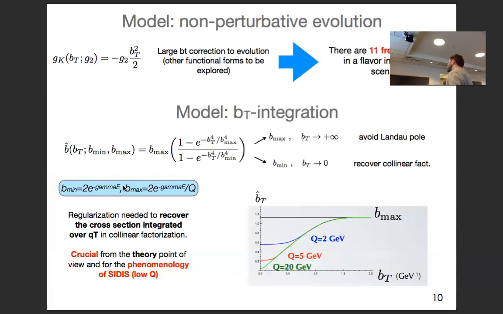Is it similar to this part, but not to this part? No, yes, that was for the large b. Yeah, but this is inspired by b star. So is it essentially the same b star, but modified in such a way that you don't go to b equals 0? Yeah, that's the difference. Yes. But for the large b, it's essentially the same.